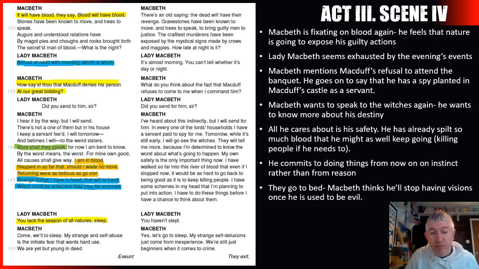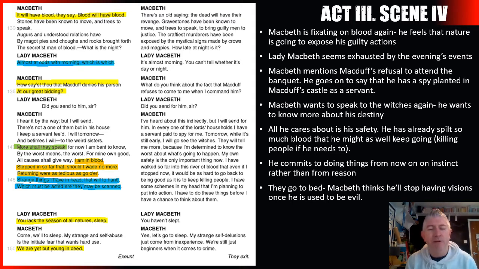Macbeth says, "Come, we'll to sleep. My strange and self-abuse is the initiate fear that wants hard use. We are yet but young in deed." And then they leave and go to bed. And that nice little end there, "We are yet but young in deed," suggests that they are just beginning their career as criminals, as murderers. Okay?